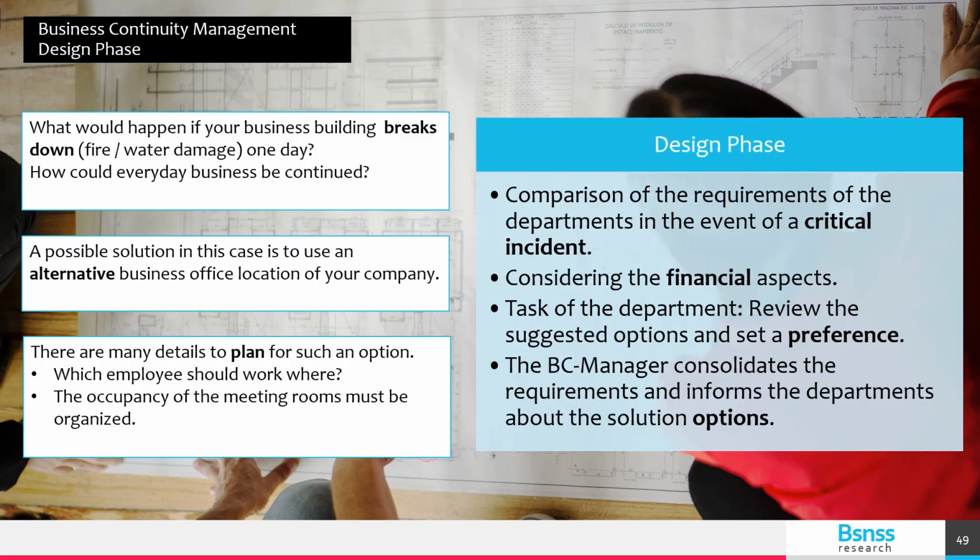What would happen if your business building breaks down by fire or water damage one day? How could everyday business be continued? A possible solution in this case is to use an alternative business office location of your company. There are many details to plan for such an option. Which employee should work where? The occupancy of the meeting rooms must be organized.